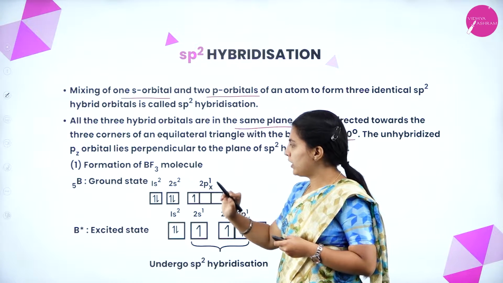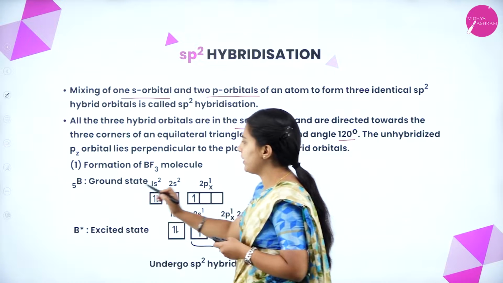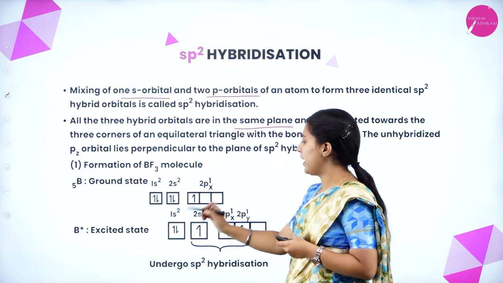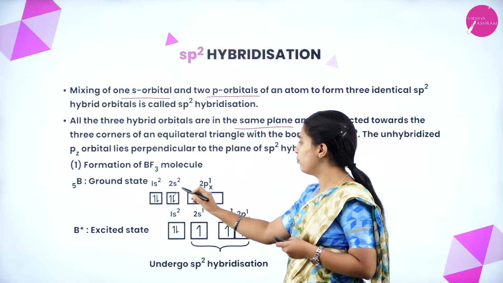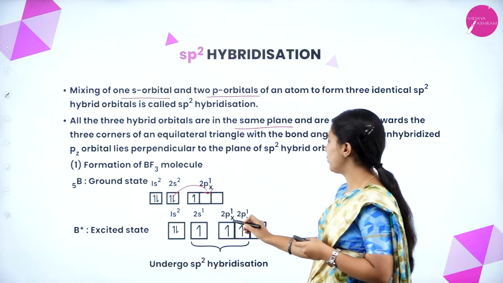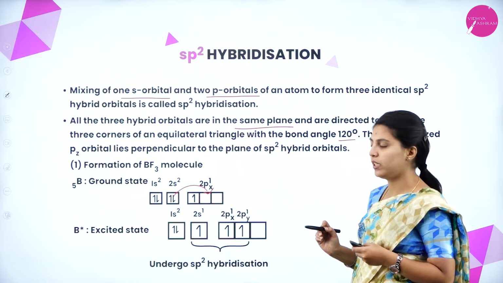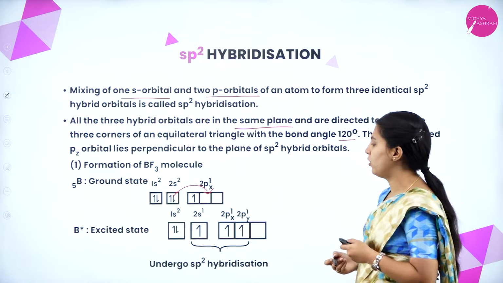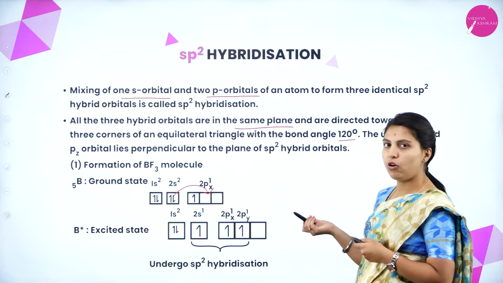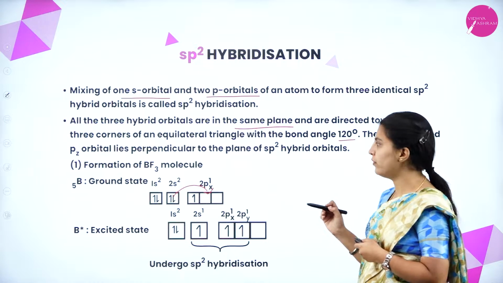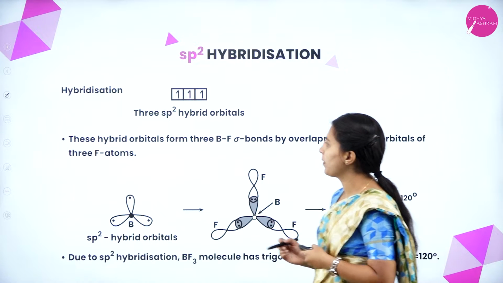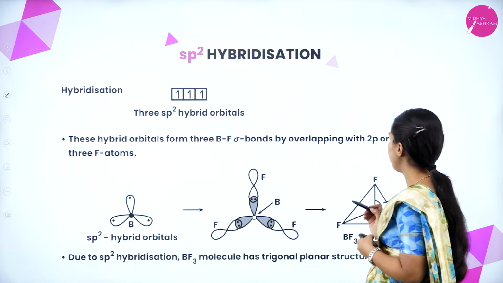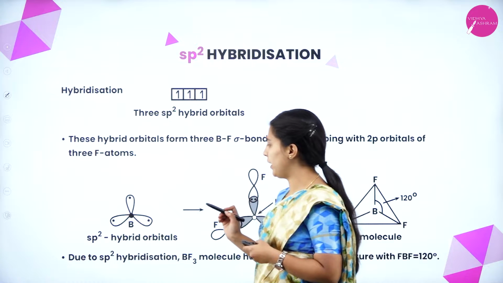We have to see the electronic configuration of boron, that is 5, 1s2, 2s2, 2px1. Right. In the excited state, one electron from this s will move here, that's why it will move to 2py1. So 1s, 2p, sp2 hybrid orbitals will form. The pz orbital is perpendicular to the plane of sp2 hybrid orbitals. These hybrid orbitals form 3 B-F sigma bonds by overlapping with 2p orbitals of 3 F atoms.